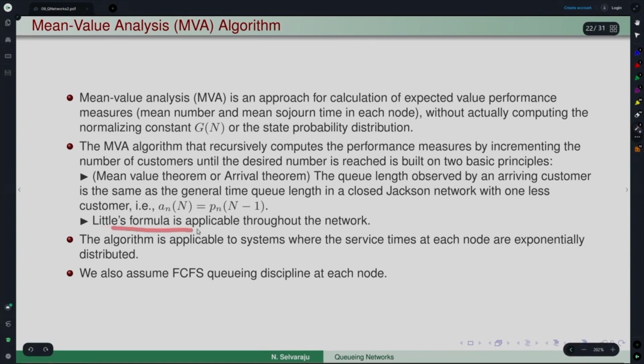The second principle that we apply is that Little's formula is applicable throughout the network. I mean, for the combined network it is applicable, and each node also, it is applicable.